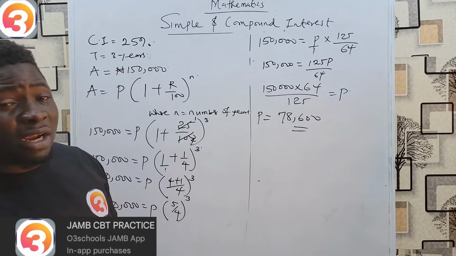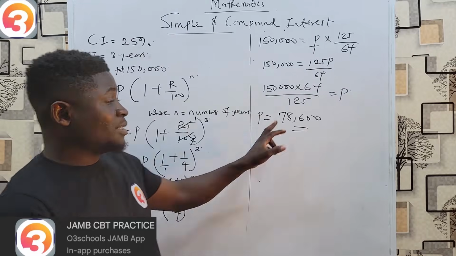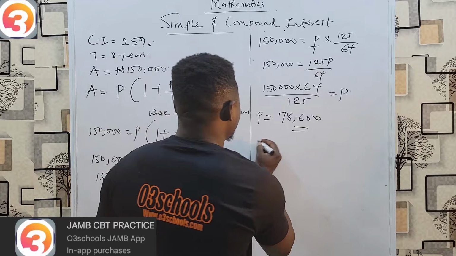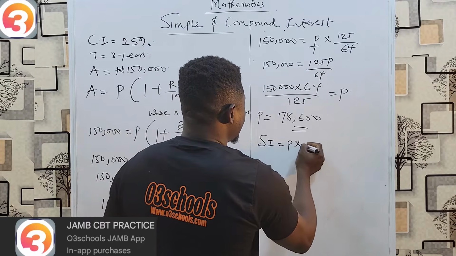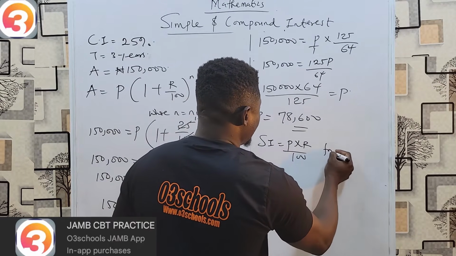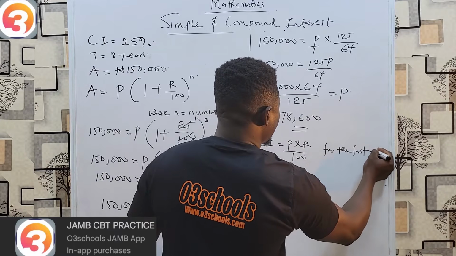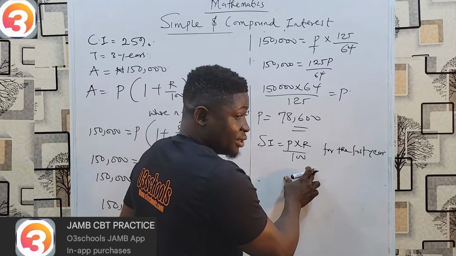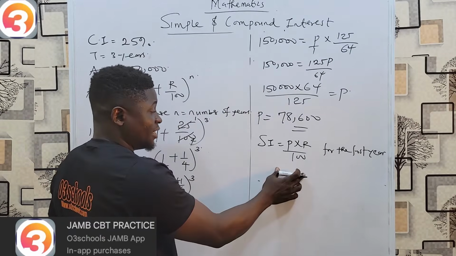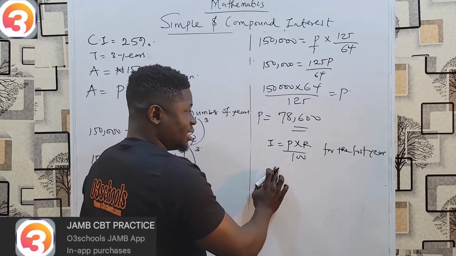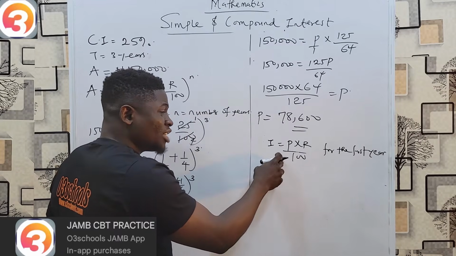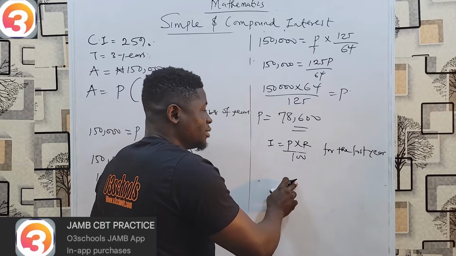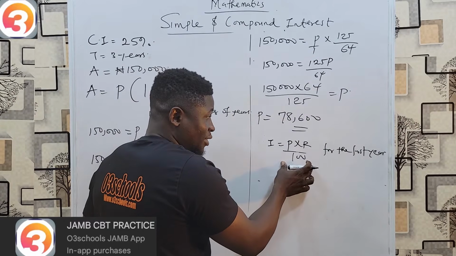So if you want to check if you are correct, it's very easy. You can use this principal for the first year using the simple interest formula, that the simple interest I is P times R over 100 for the first year. Use it to find the interest, rather, not the simple interest. So I is PR over 100. Then the interest you get here, you add it to the principal for the next year.